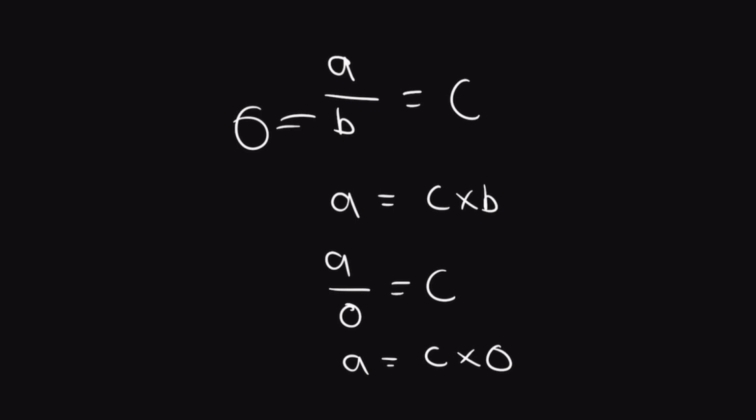Now obviously this would only be true if a is 0, but if a is anything else, this would be false because we know that anything times 0 is 0, so c times 0 will always be 0. So this leads to a contradiction, and hence we can't divide by 0 in math because it leads to contradictions.